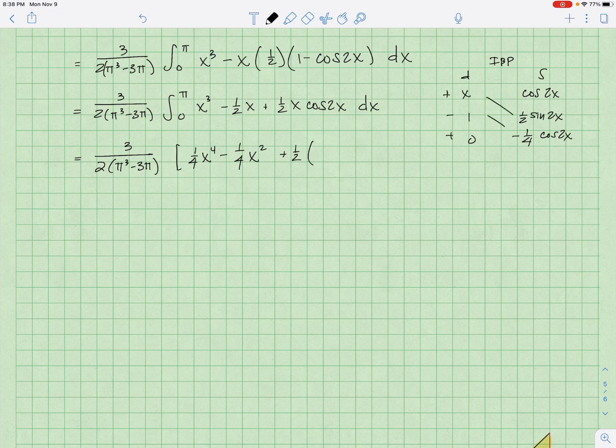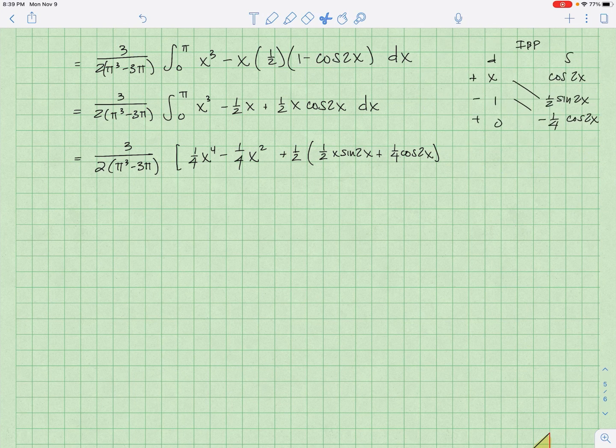And again, if you have no idea what I'm doing right now, you should really go back to that integration by parts video about tabular form and review it now. That's all the way back in section 7.1. I think that this is a level 2 integration by parts problem. And what we get here is 1/2 x sine 2x plus 1/4 cosine 2x. And this is evaluated between 0 and pi.